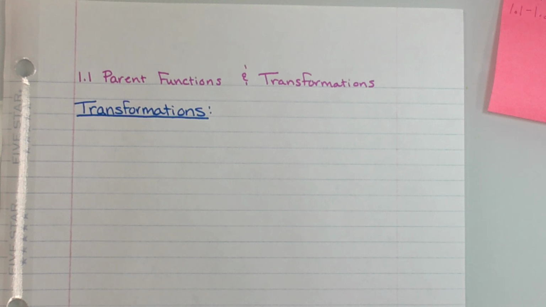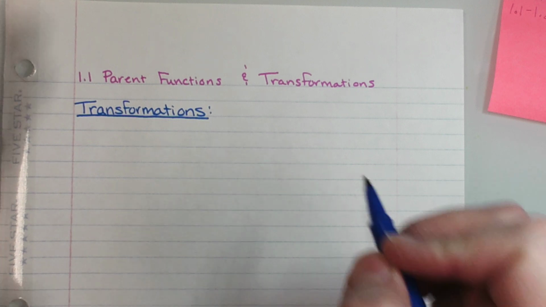Does anyone remember what a transformation of a graph is? Just when you move over something? And that's one option of a transformation. Moving it around, or really doing anything to kind of change up the graph.